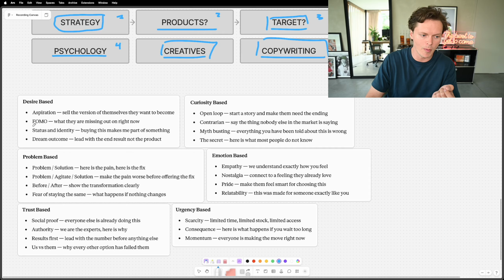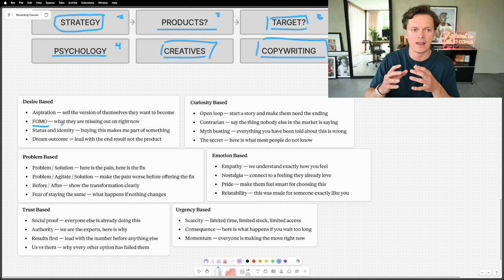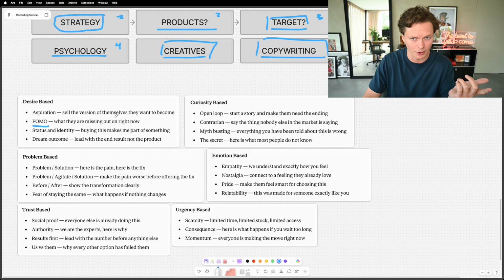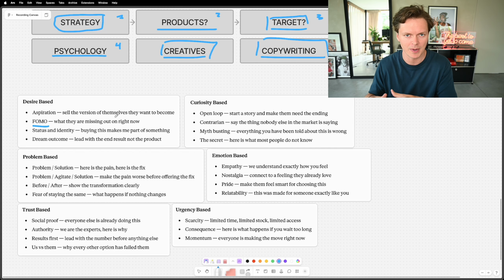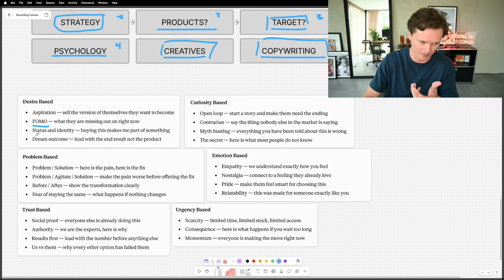Desire-based, right? FOMO, a really, really good driver for advertising. I'm missing out. Me not buying this product is causing harm to my life because I'm missing out on something, right? Aspiration, sell the version of themselves. That's what I said with, for example, the cologne, right? Aspiration, you want to be somebody. I'm not buying the product, I'm buying the product to become somebody else, right? I want the transformation. I want the aspiration to be fulfilled.